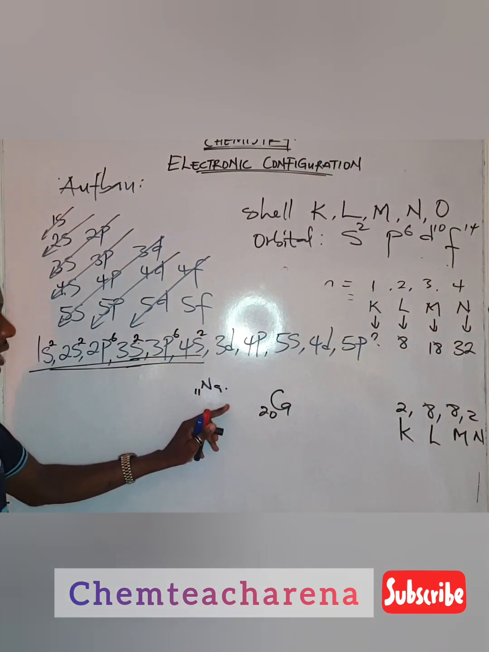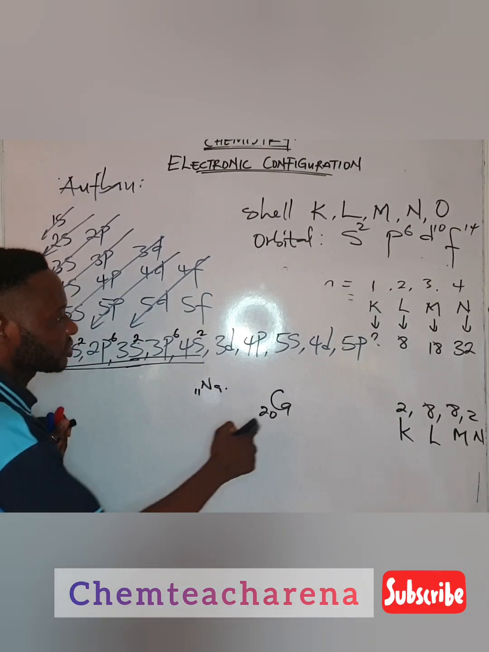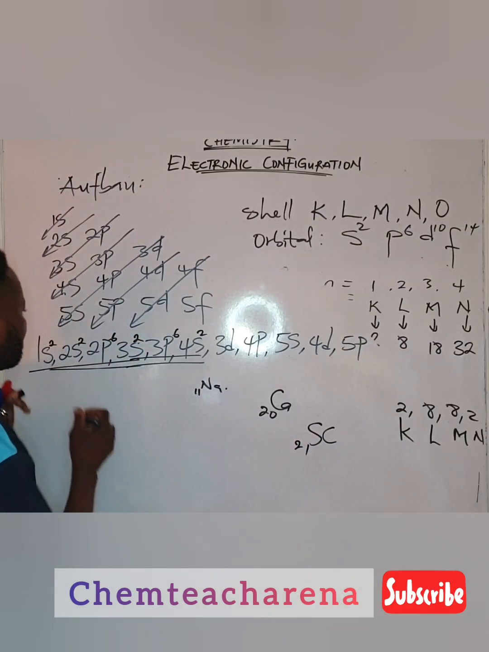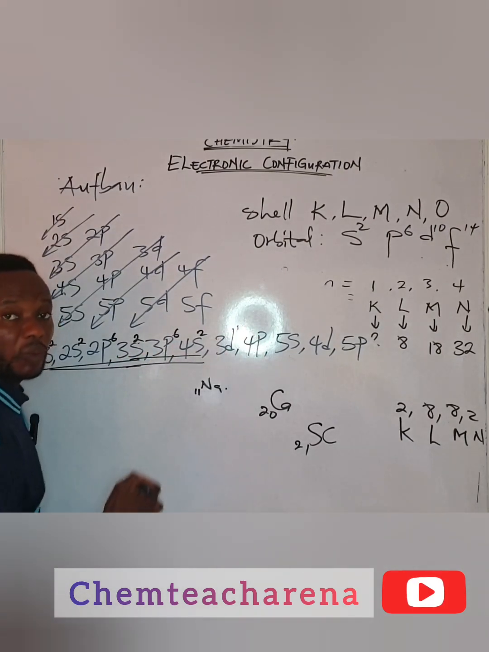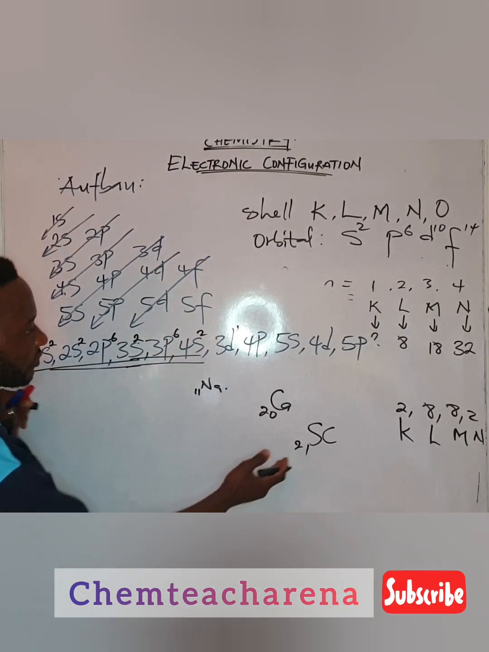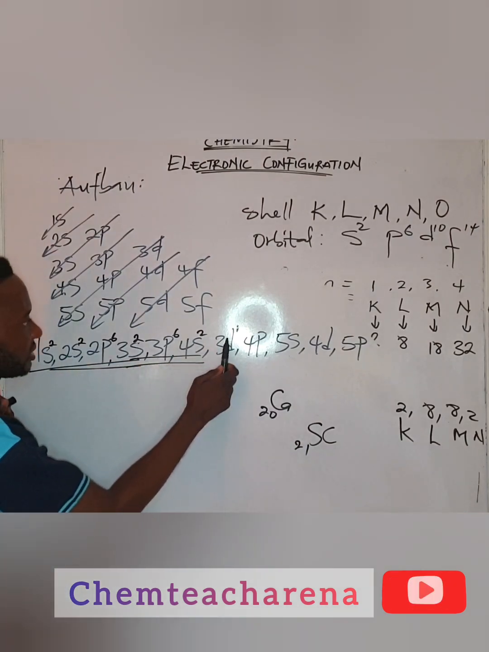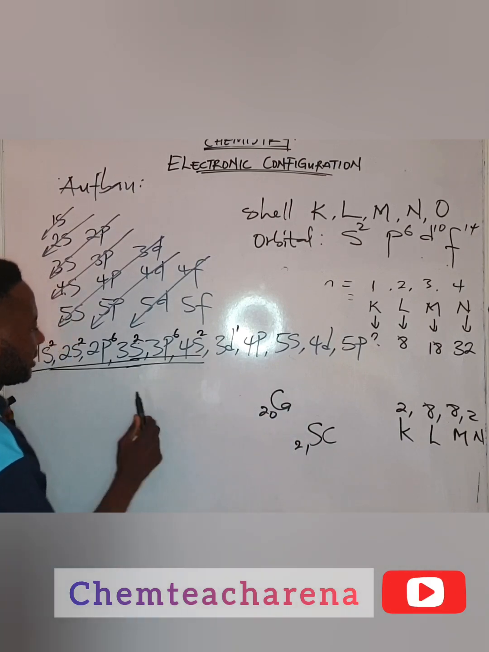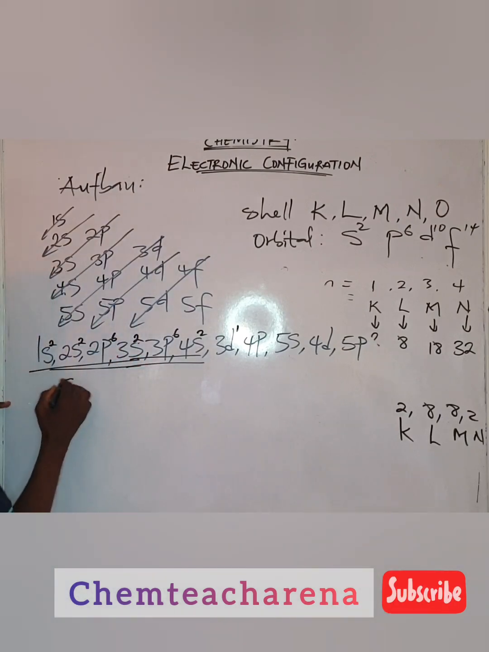Now, if you are asked to write for scandium, which is 21, you just move here: 2, 4, 6, 10, 2, 4, 6, 10. D will be what? 1, right? Then the electronic configuration for scandium is going to be 1s2, 2s2, 2p6, 3s2, 3p6, 4s2, 3d1. This is for scandium. Now, okay, let me quickly do this one here.